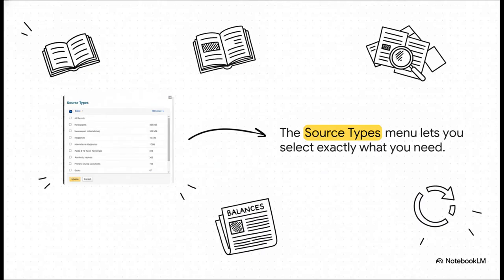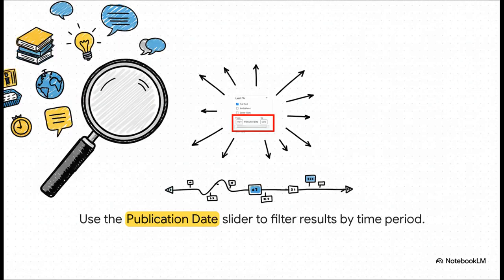And here's a closer look at that Source Types menu. This thing is so powerful. You can see exactly how many results you have in each category. So if you only need, say, academic articles and primary documents, you just check those 2 boxes, click Update, and boom, all the extra noise just disappears. The other key filter you have to know about is the publication date slider. This is incredibly useful. If your assignment requires sources from the last 5 years, for example, you can just slide the bar or type in the dates to instantly filter out anything older.